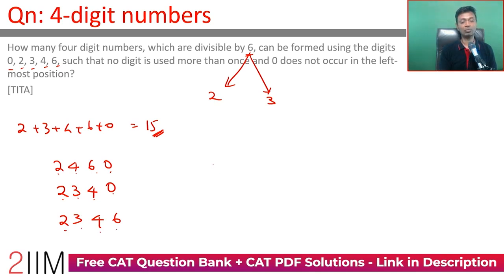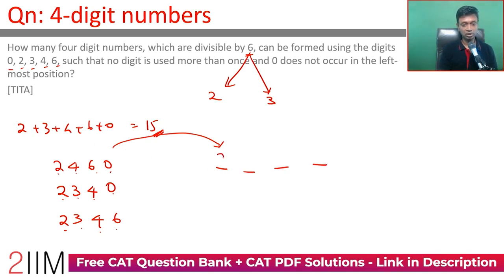Right? Now with these 4 digits, we want the number of possible even numbers. 2, 4, 6, 0, all 4 are even numbers. And so any 4-digit number formed with these should work.